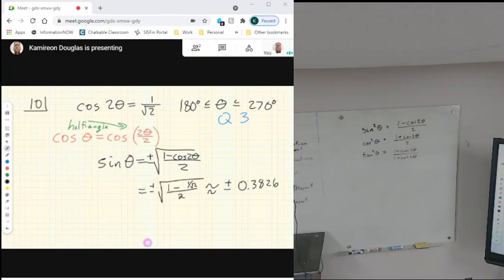I'm using logic to determine a sign here, because I should not have two answers here. So in this case, because this forces it to be in quadrant 2, sine is positive, which means the correct solution for this problem is the positive 0.3826.